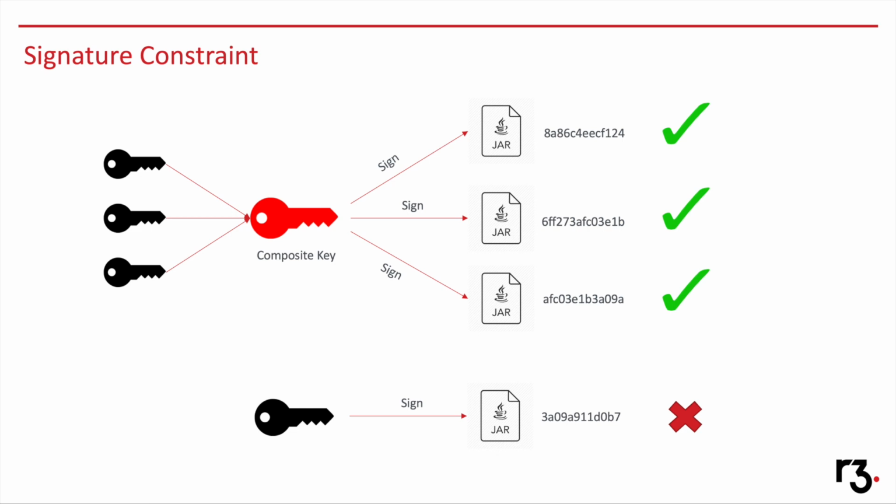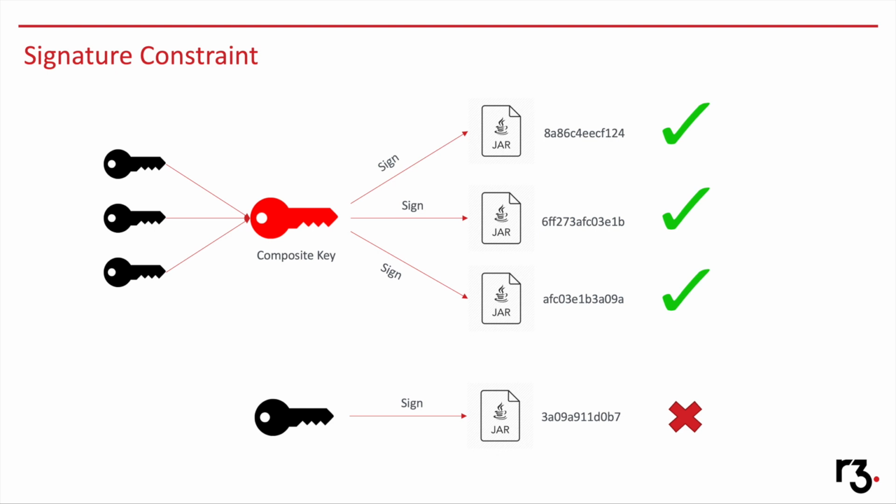With use of signature constraint, the platform supports any version of a jar that is signed by a specific key or a composite key. Thus, any Cordapp jar would be accepted by the Corda framework as long as it is signed by the same key. Signature constraint is the default contract constraint as well as the recommended way of managing upgrades as of Corda 4.